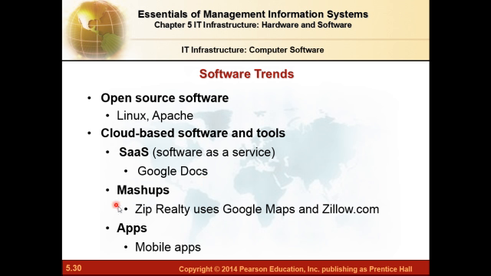The mashup Zip Reality uses Google Maps and Zillow.com. You can go by yourself to Zillow.com, but with a mashup, just imagine like Google Maps, when you want to search for the map, it is customized to the personal search, and it's free. And also mobile apps. Some of the apps are free that you can download. So these are the software trends: open source software, cloud-based software, and also tools.